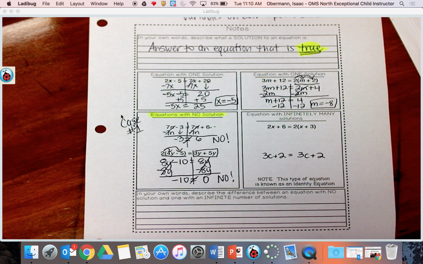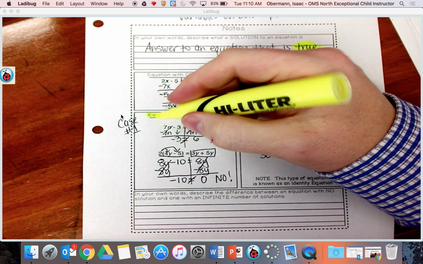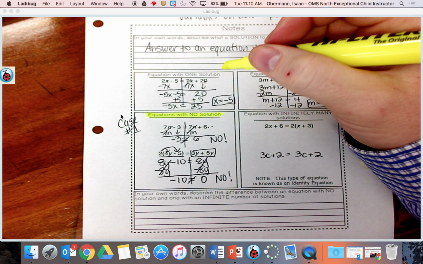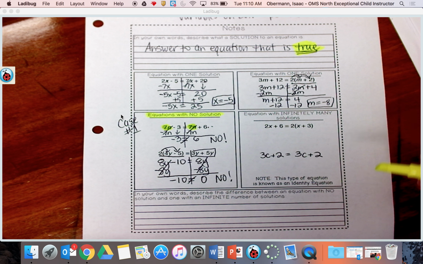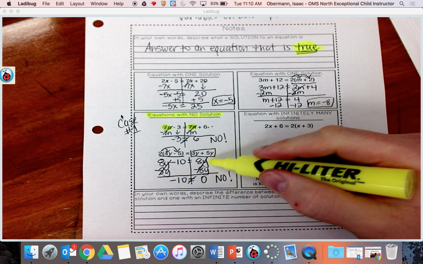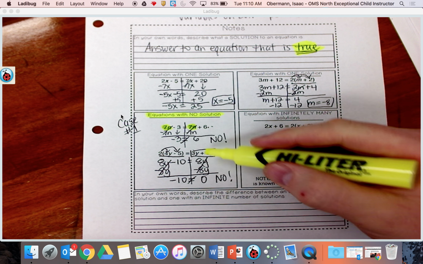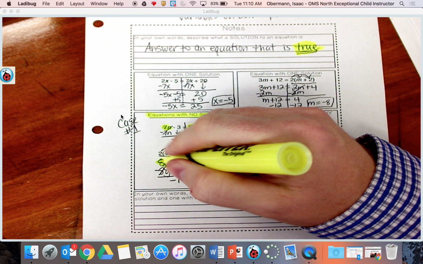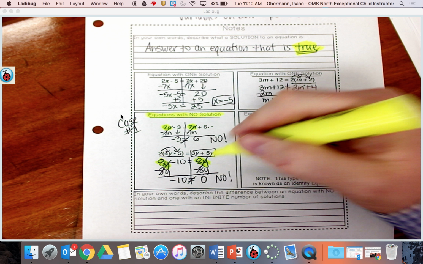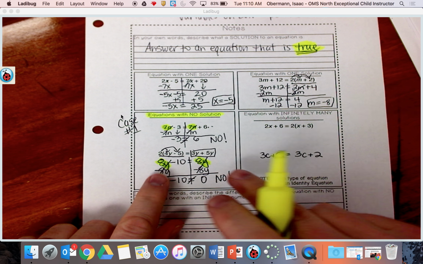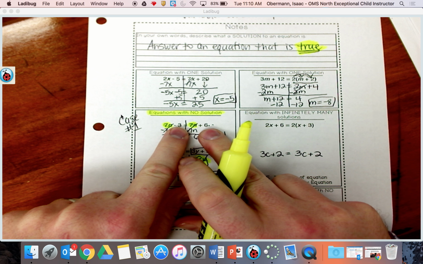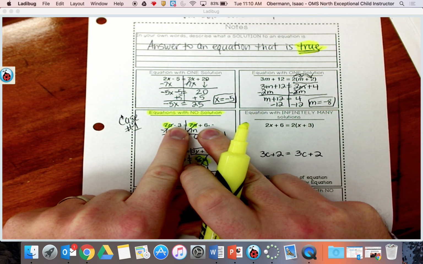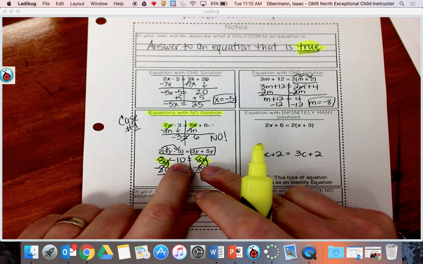If I look back at these problems, I'm going to take my highlighter to the original problem, and I look at the variable terms. It looks like they both had a 7n and a 7n that are the same. If I look down here, after I've cleaned it up, I have an 8y and an 8y. The variable terms were the same, but the constant terms were different.